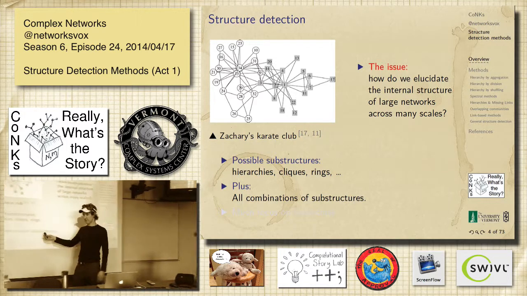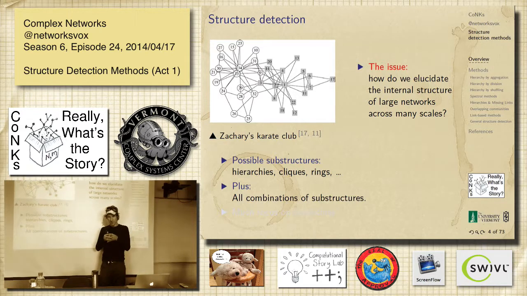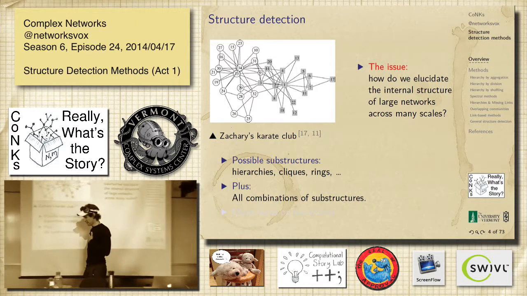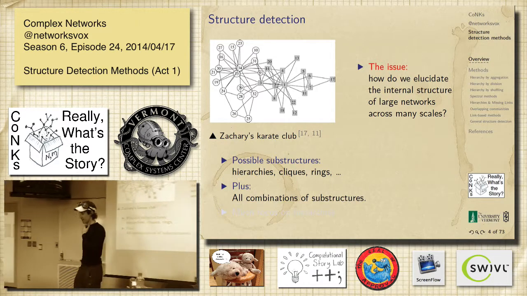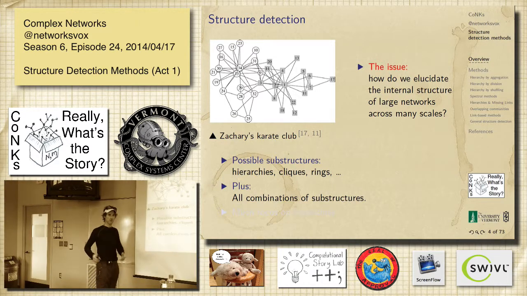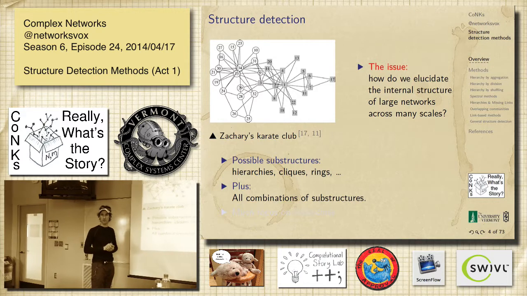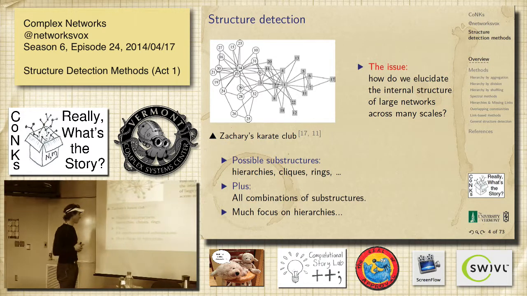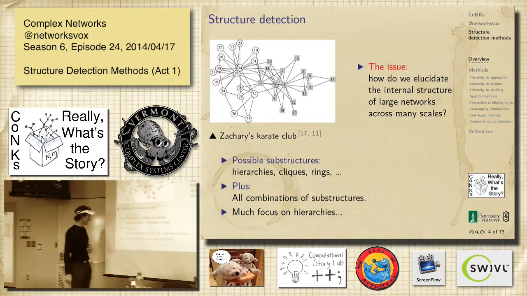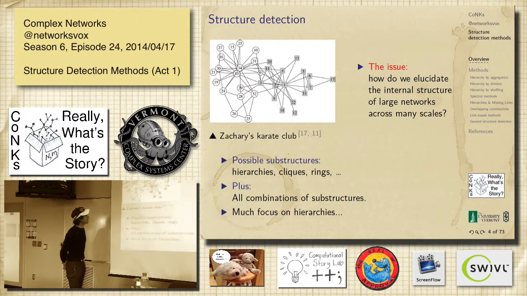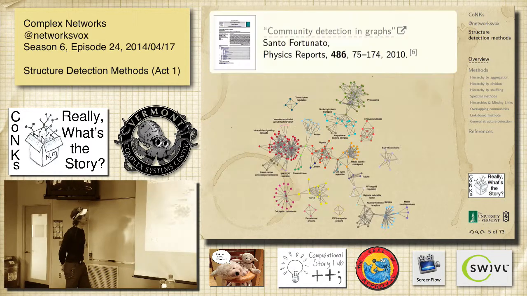Harder too, of course, if there are some sort of substructures there, right? There could be some clique, and then it's sort of tree-like out. None of these methods really do that. I think they tend to say it's a tree, or at best it's a ring. But you can see how you could adapt it. As I said, much focus on hierarchies, rightly so.